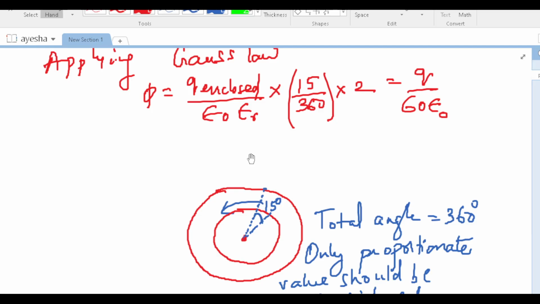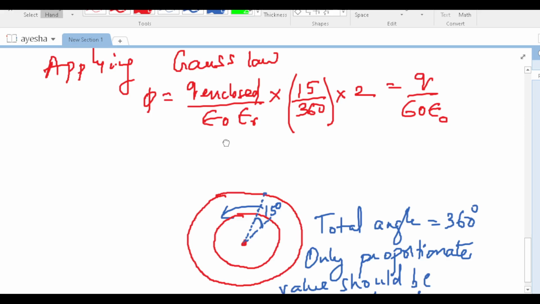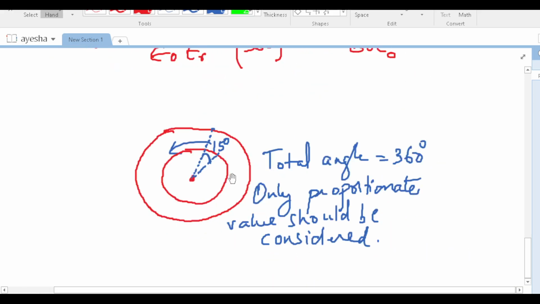Now why I divided by 360: you can see that blue line, if you rotate it, the complete angle will be 2 pi radians. So you're considering only the 15 degree part, so the proportionate flux will go. If you calculate like this, you can very quickly come to the answer, which is Q by 60 epsilon naught. Only the proportionate value should be considered over here.